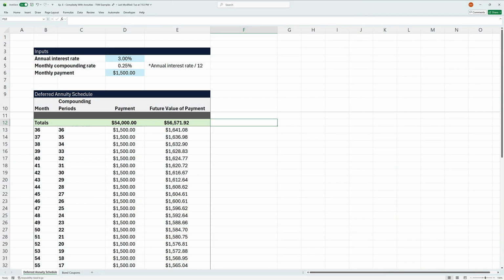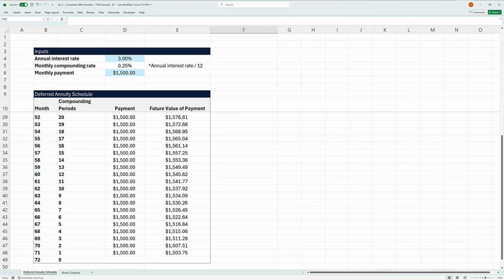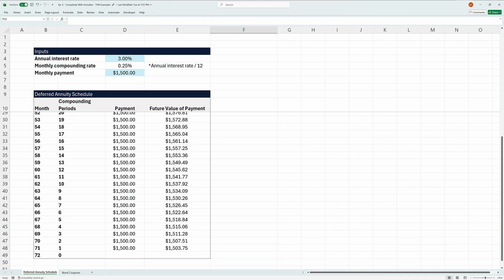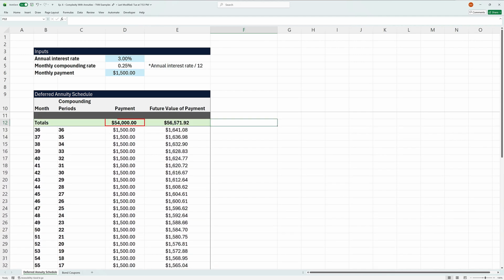Here we have a schedule for 36 payment periods with a $1,500 payment made at the beginning of each period. In that schedule, we list 36 periods starting at period 36, since the first payment occurs in 3 years. For each payment, we calculate its future value by treating it as a single lump sum and compounding it forward to month 72. The first payment compounds for 36 periods, the next for 35, and so on down to 1. Summing the future value shows that although we contribute $54,000 over 36 months, the account grows to $56,571.92 by the end of year 6.